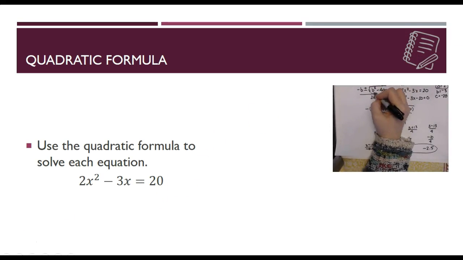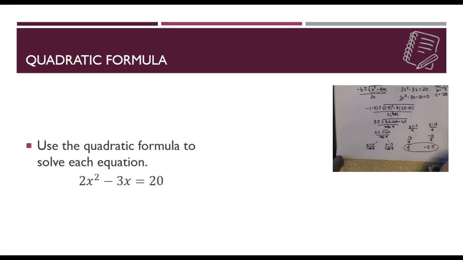Part of the quadratic formula is also very important to us. It's called the discriminant. And it's this section that's here underneath the square root symbol. This can tell us how many solutions there are for our problem.